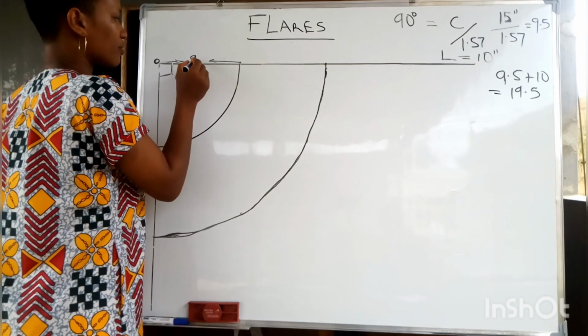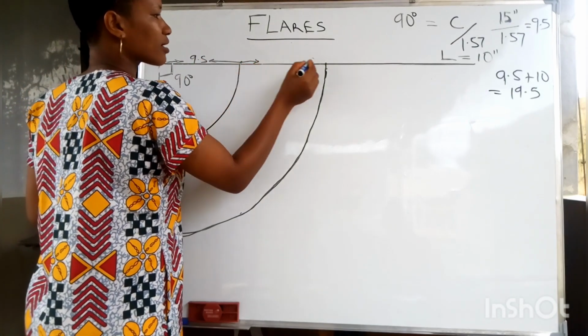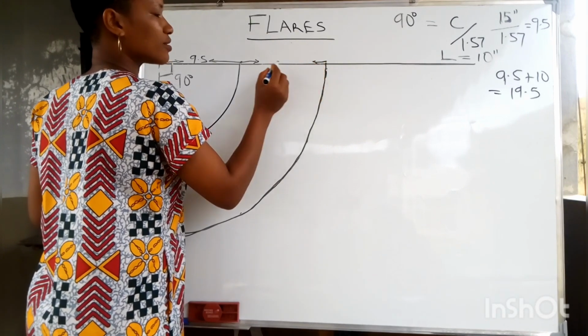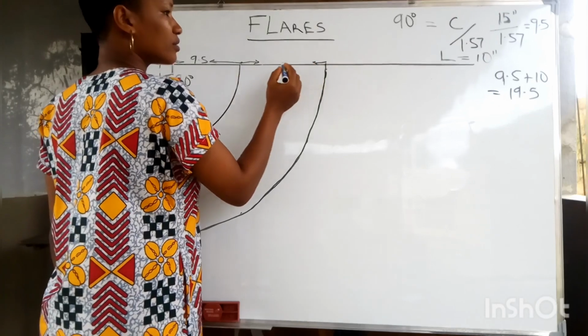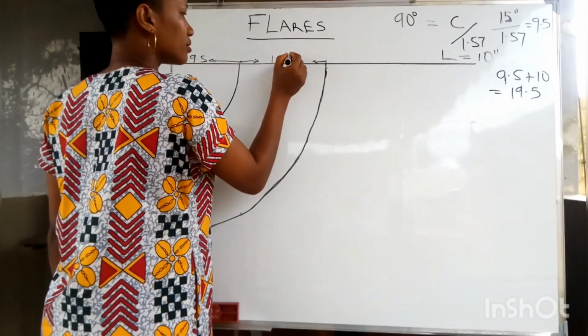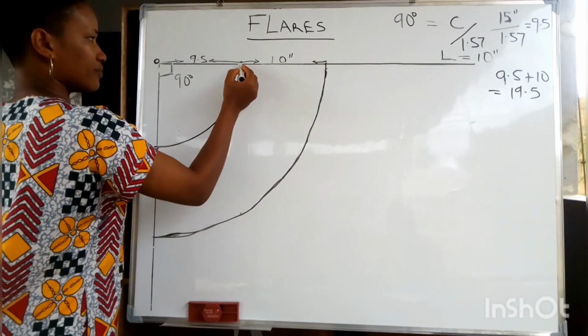So that means from 0 point to 9.5 is the radius of the waist circumference. Then from that 9.5 point, extending it towards the 10 points more is the length of the flare.